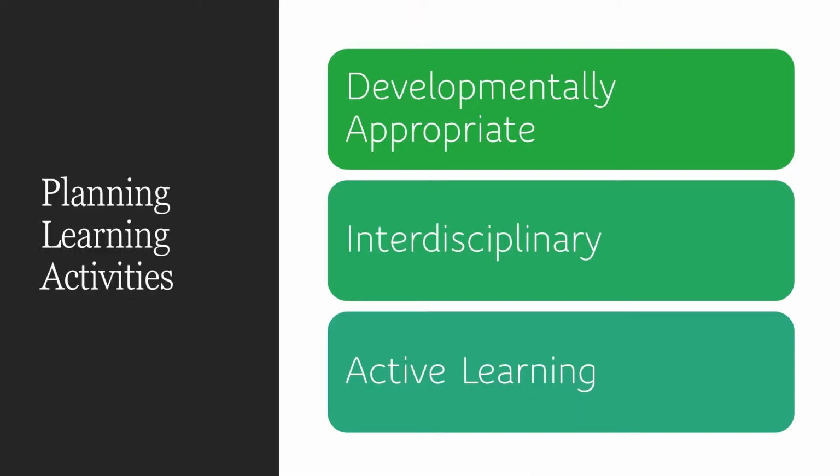First thing in planning your learning activities, because we're working with young children, we need to make sure our learning activities are developmentally appropriate, that they are interdisciplinary, because that's the way young children learn. They don't learn science separate from reading, separate from writing, separate from math. They learn things all in combinations and through interacting in many different ways. And of course, we need to have active learning. In other words, there has to be hands-on, developmentally appropriate, interdisciplinary, active learning.